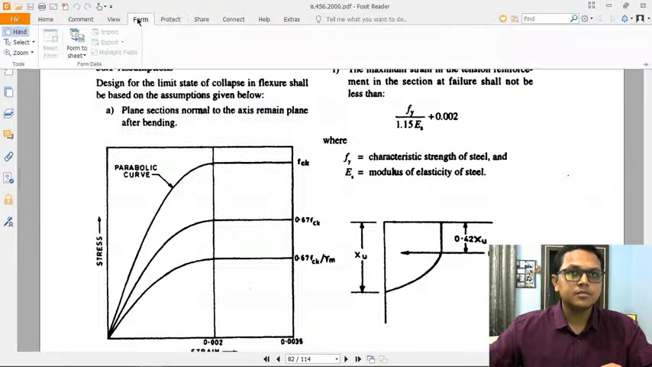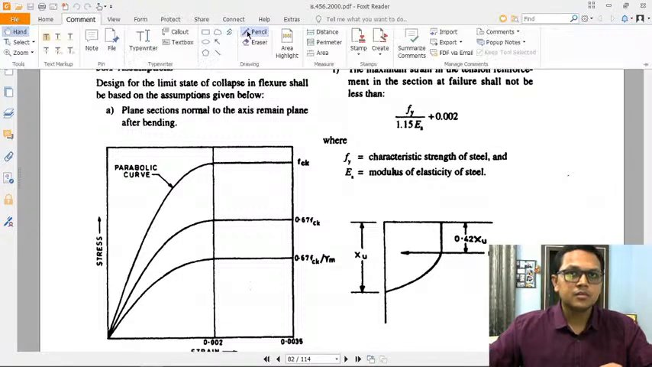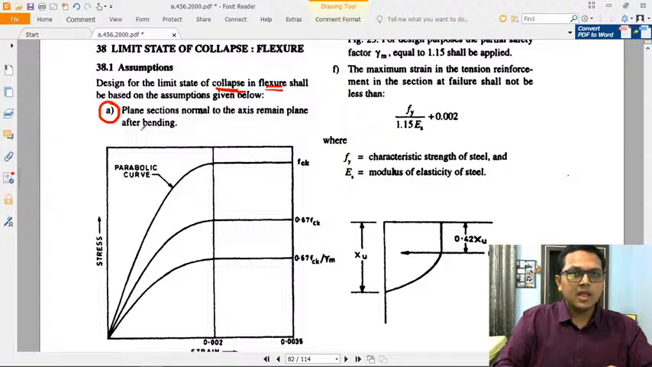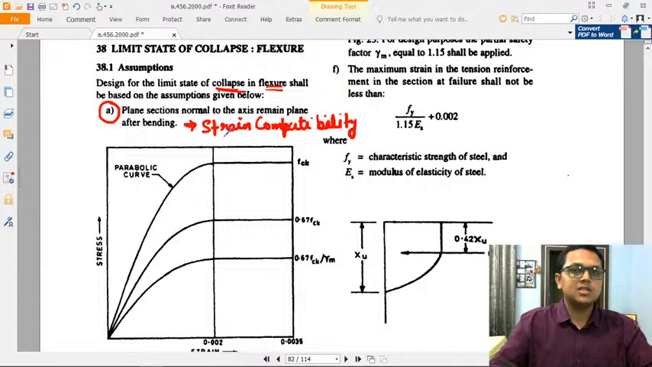One second. Okay. So for the design of the flexural members, the first assumption A: assumption that the plane section normal to the axis remains plane after bending. So this assumption signifies that the strain compatibility is ensured through this assumption.